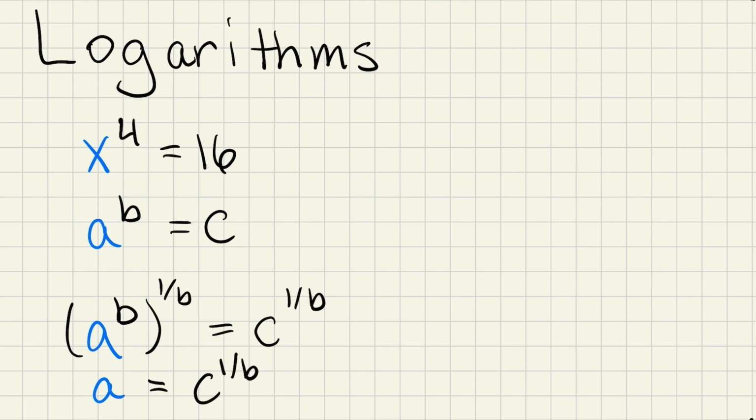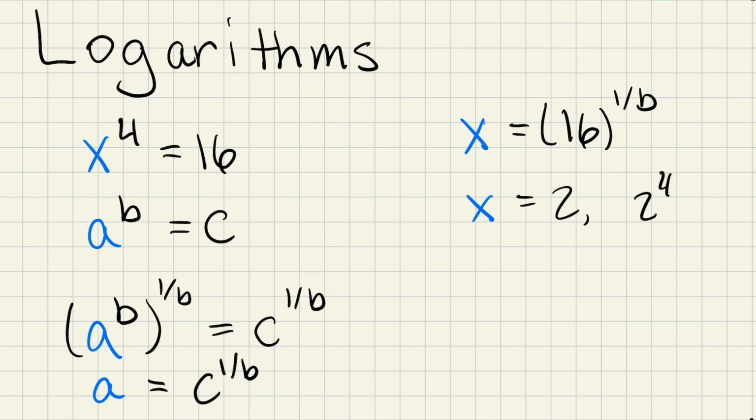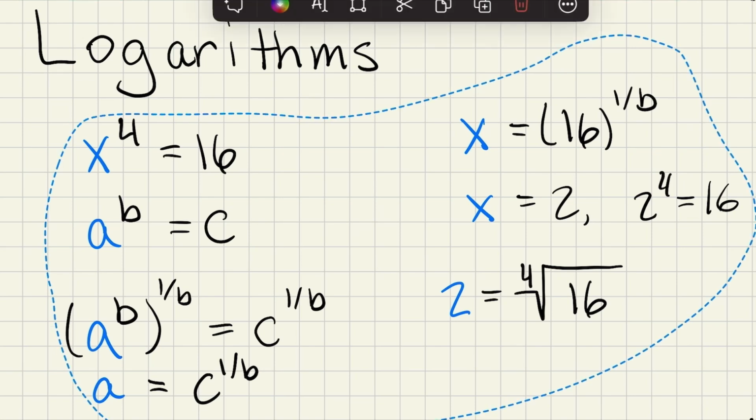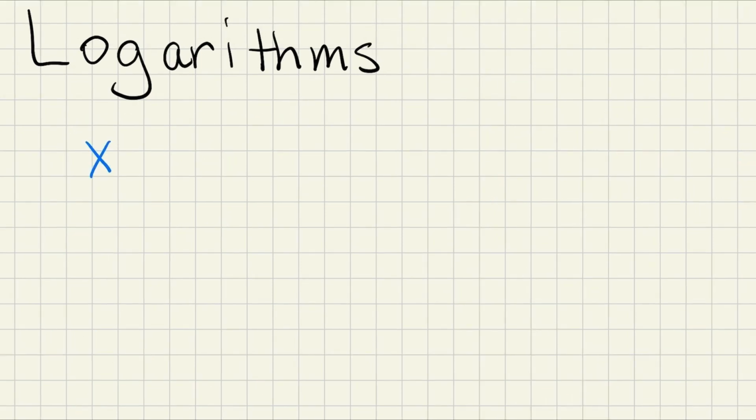So now we ask, what number raised to the fourth power gives 16? And the answer is 2, because 2 to the fourth power is 16. This is the same example as last time, but now we're looking at it from a different perspective. We can also write it as the fourth root of 16 is equal to 2. Let's try another one. The square root of 64 is equal to x.